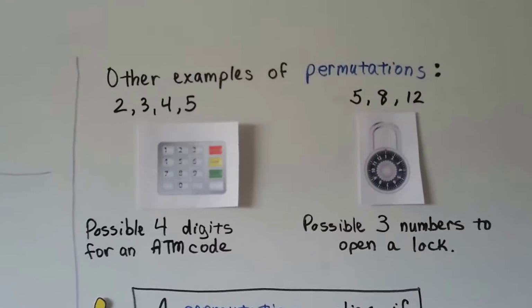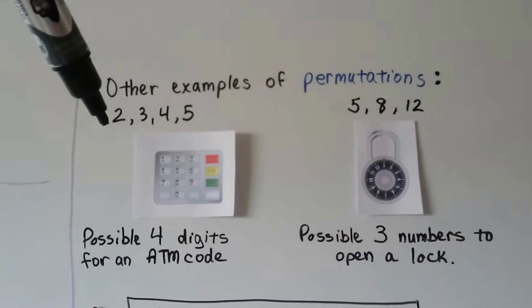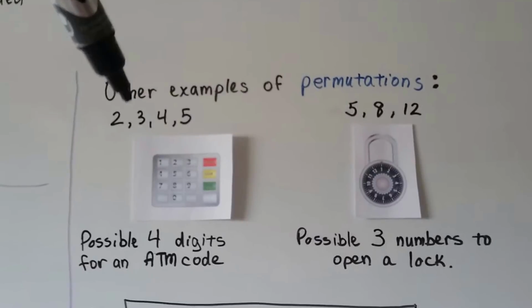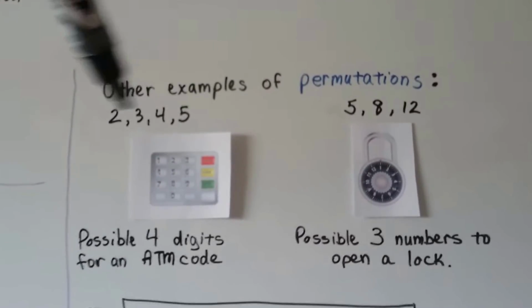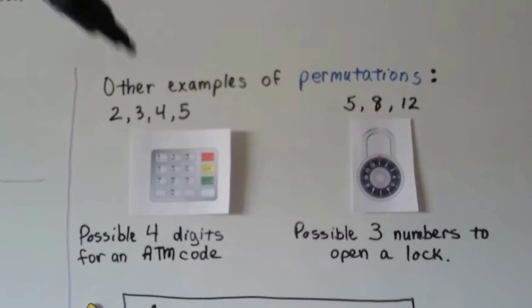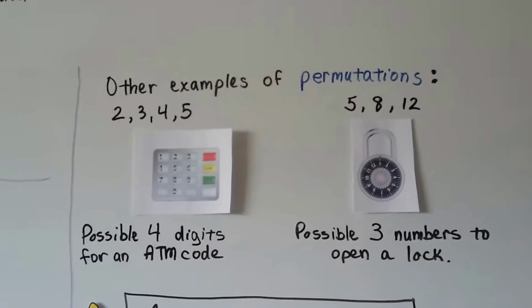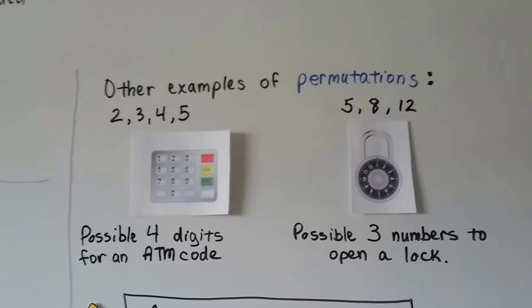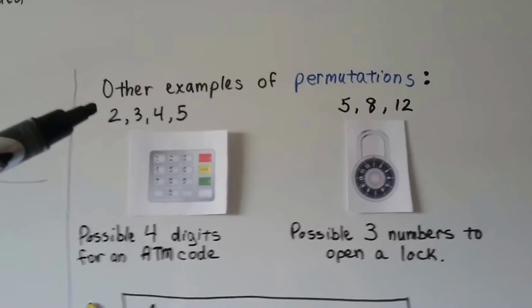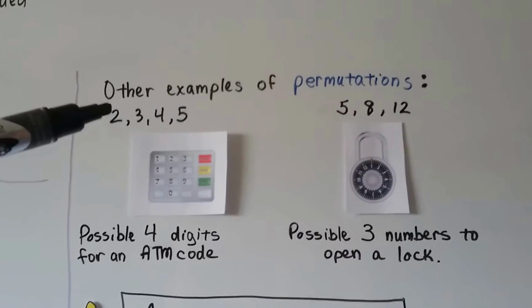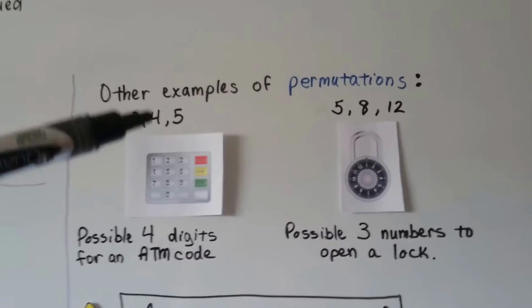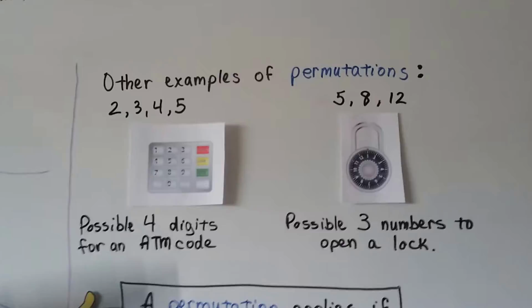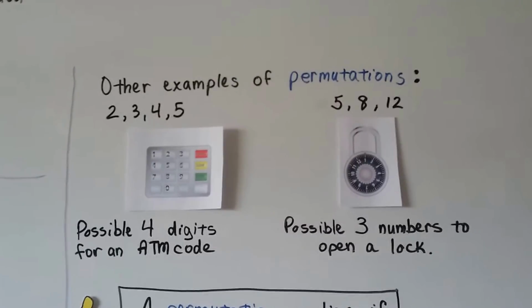What if somebody's ATM code is a 4-digit number, and you know the numbers are a 2, a 3, a 4, and a 5, but you don't know what order they are in? We could write the different ways that they could be entered, couldn't we? Because there's 4 numbers, we would do 4 times 3 times 2 times 1, so there'll be 24 different possible ways of putting these numbers in to get the right ATM code.